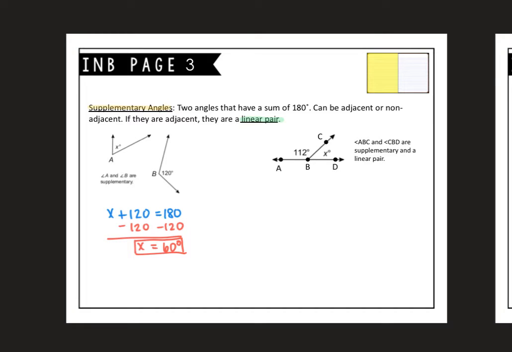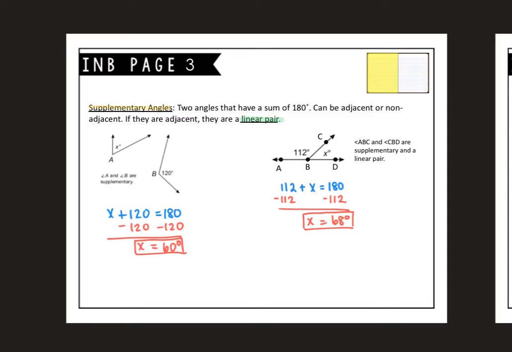Here's an example of a linear pair. These are supplementary because they form a straight line. This is 180 degrees, but we would also call these a linear pair because these two angles are adjacent. They're right next to each other. If these two angles are supplementary, that means they have a sum of 180 degrees. So 112 plus x equals 180 degrees. Again, we can solve for x by subtracting 112 from 180. So that's going to be 68 degrees.